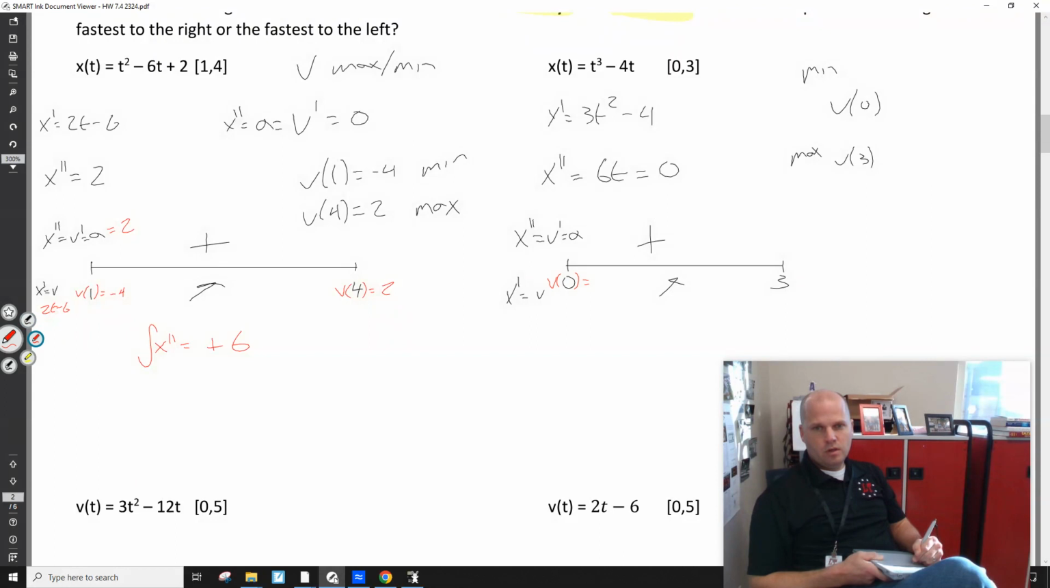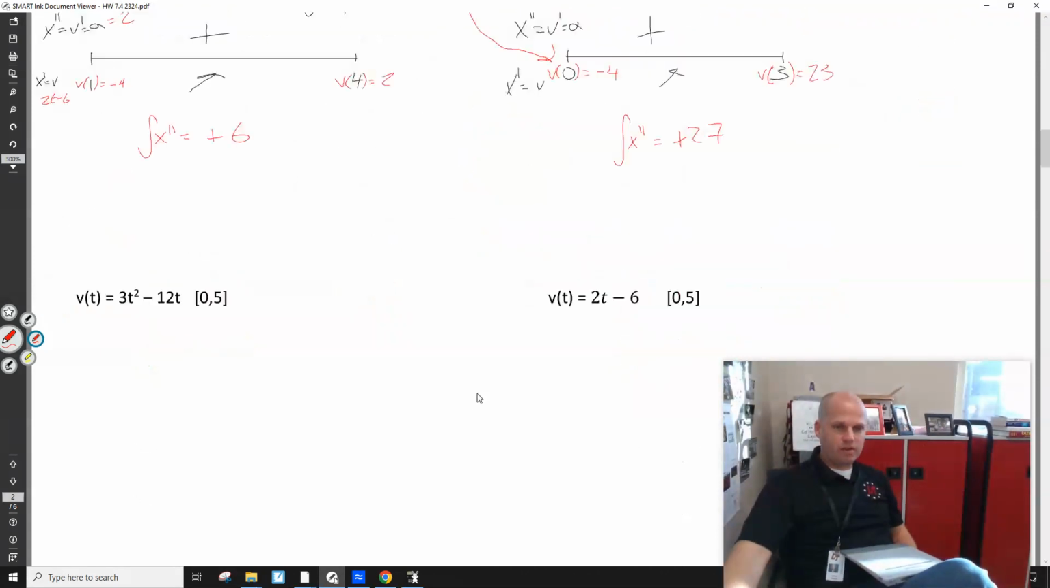v of 0, v is x prime, of 0 is -4. v of 3, I keep doing that, it's like a habit. My velocity at time 3 is 27 minus 4, which is 23. I can see that I've accumulated my second derivative from 0 to 3, and I increased a total of 27. So I definitely ended higher than where I started. And we're good. Okay, second derivative sign analysis.